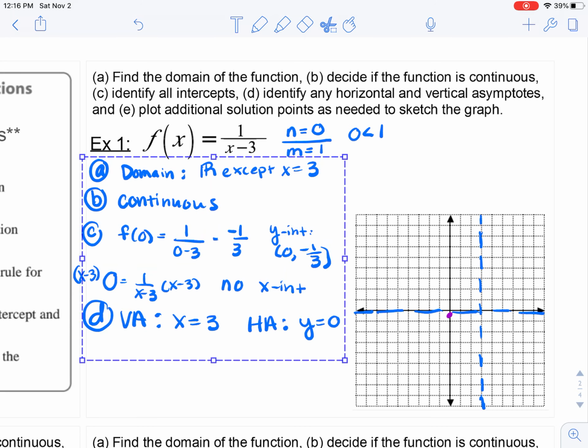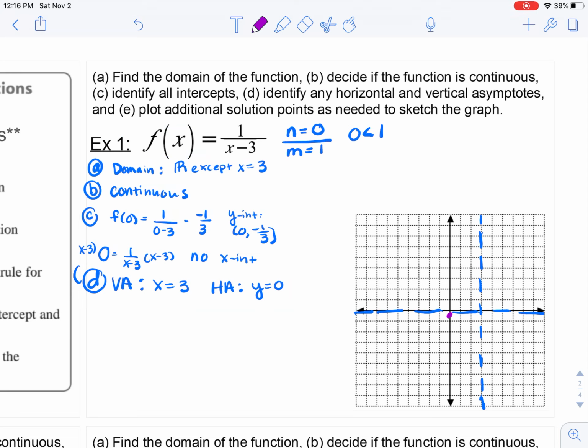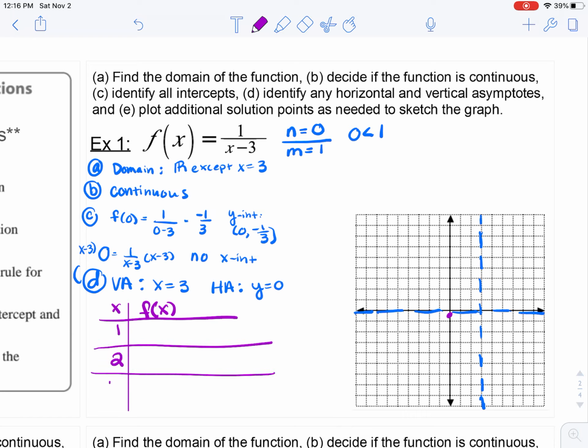So that means we're just going to pick some points that are to the left and to the right of the asymptote to give us a good picture of the graph here. So if I looked at some values for x, the asymptote's at 3. So let's pick some points to the left of 3, like 1 and 2, and to the right of 3, so 4 and 5. So we're just going to plug these values in for x and solve.